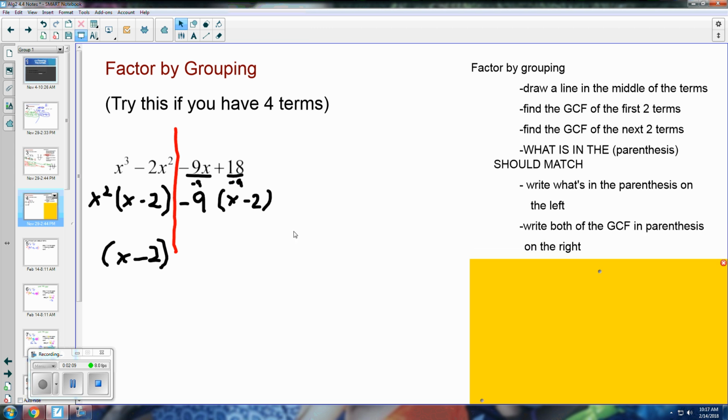Now the next parentheses are going to contain those GCFs. So the x squared minus 9 and the negative is right there. So x squared goes in this parentheses and negative 9 goes in this parentheses.